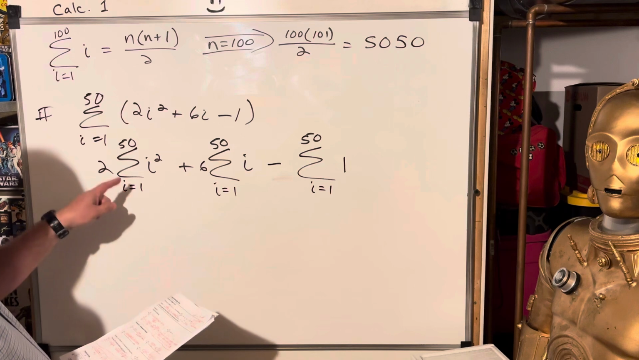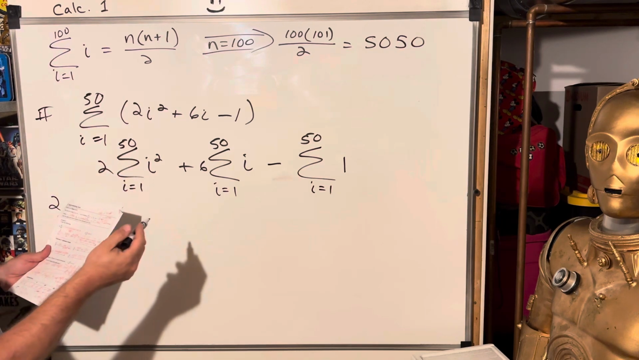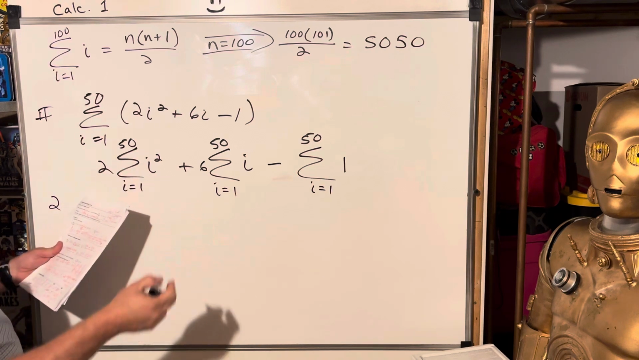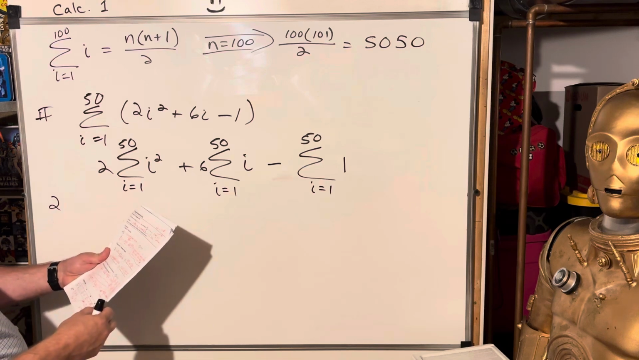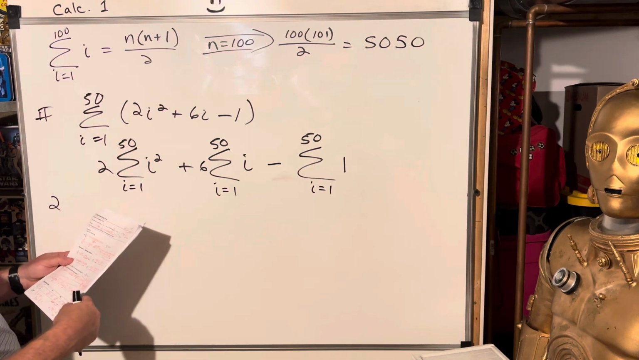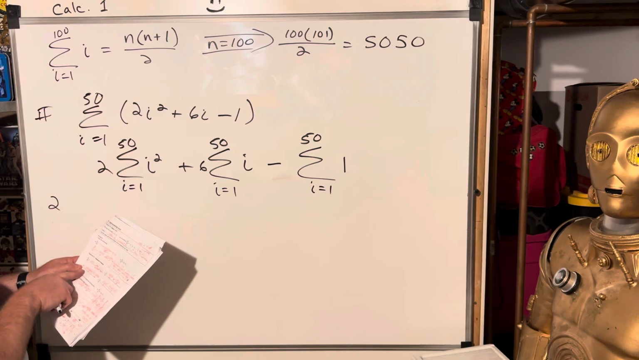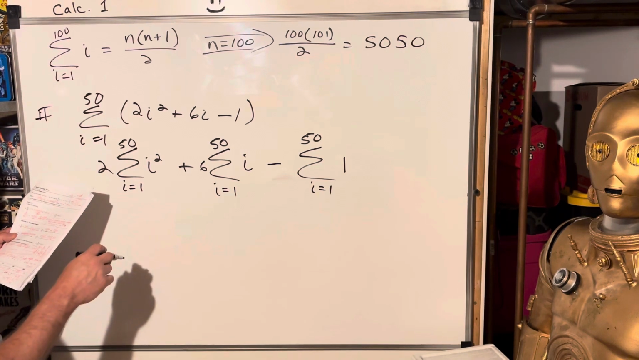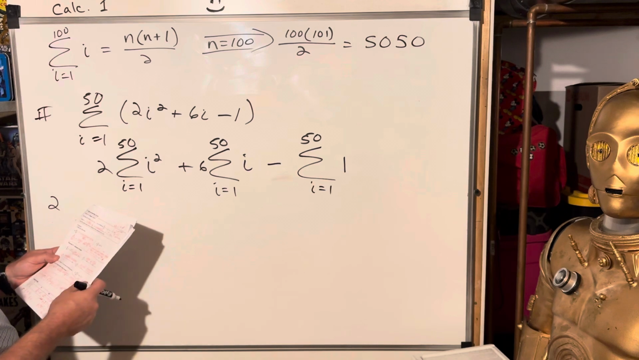Okay, so this is going to be 2 times, and now we can take that 50 and just put it into our equation right above for i squared. Yeah, it's probably easier just putting it into n. It's n times n plus 1 times 2n plus 1. So let's write that and then divide it by 6.